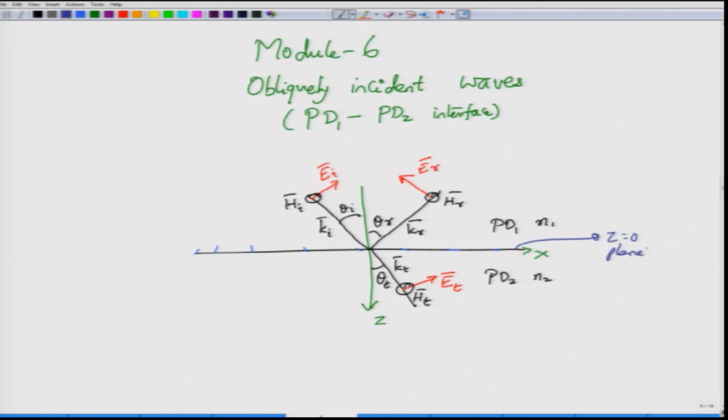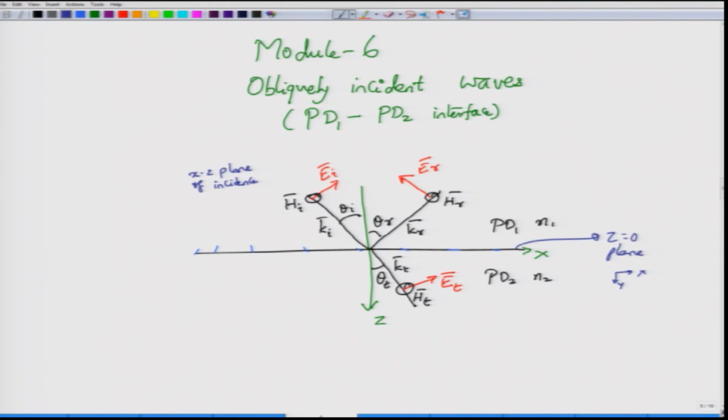So, the plane of interface is the z equal to 0 plane, which itself is described by the x and y axis. The plane of incidence is essentially the x z plane. It also turns out that the plane of polarization can be defined, which would include both the electric and magnetic fields. The electric field will be in the direction given by x and z, and the magnetic field will be along the y direction.